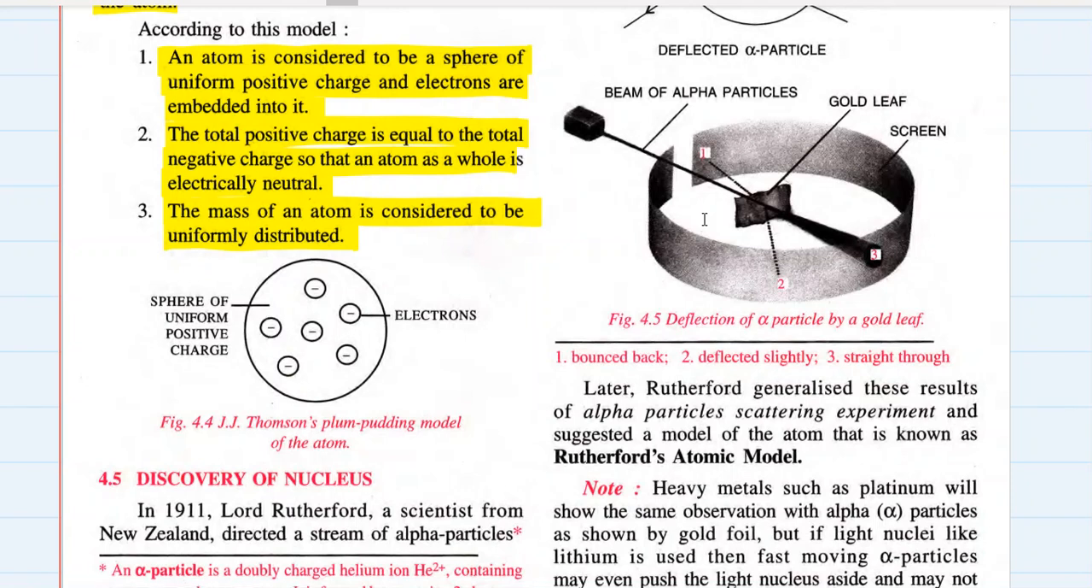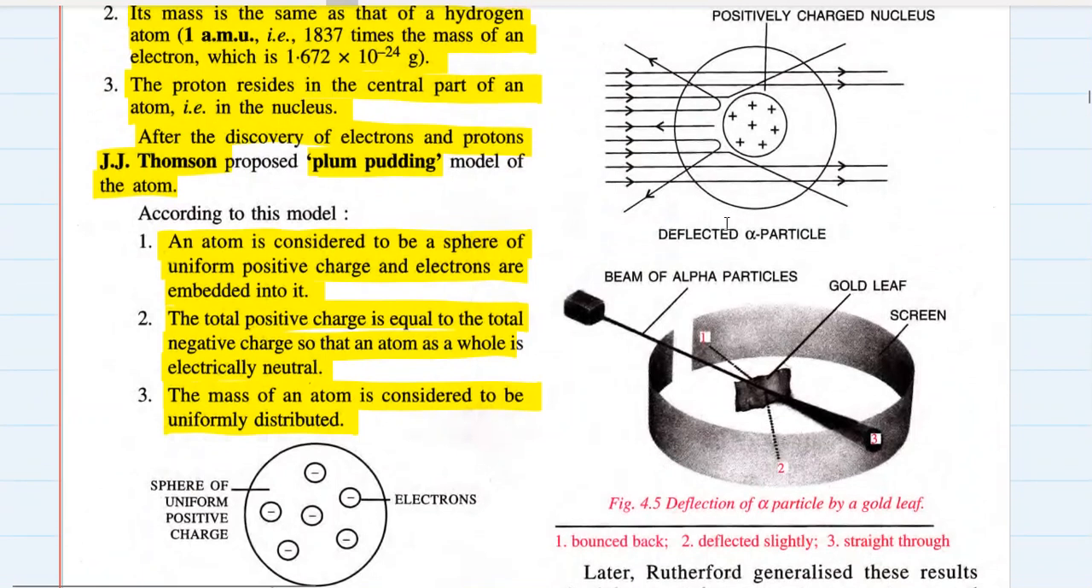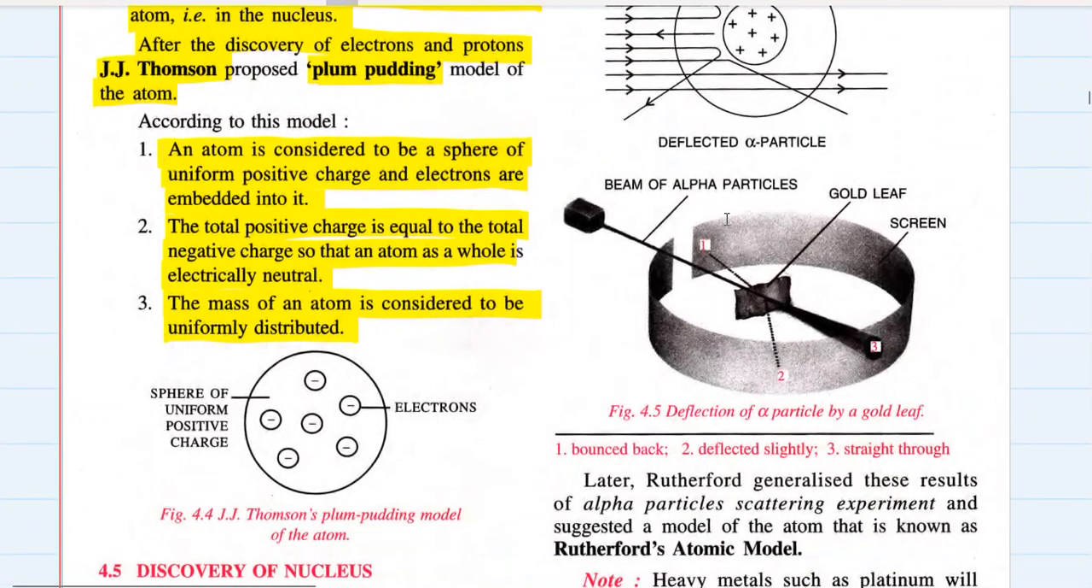Correct? If you don't understand what a plum pudding is, you must have seen a half cut watermelon. How does it look? It has red fruit pulp in which dark brown seeds are scattered or embedded. In a similar manner, the red pulp represents the positive charge of the atom, and the embedded seeds represent the electrons which are scattered. So that was the suggestion given by J.J. Thomson.